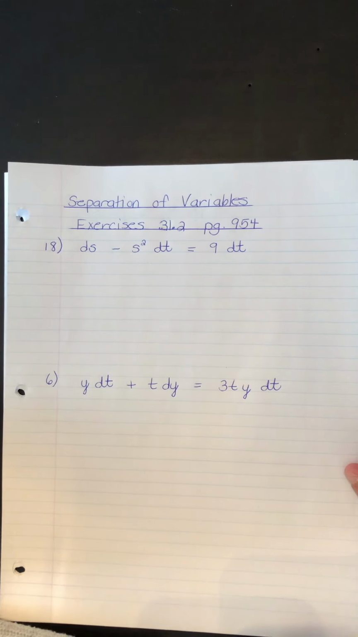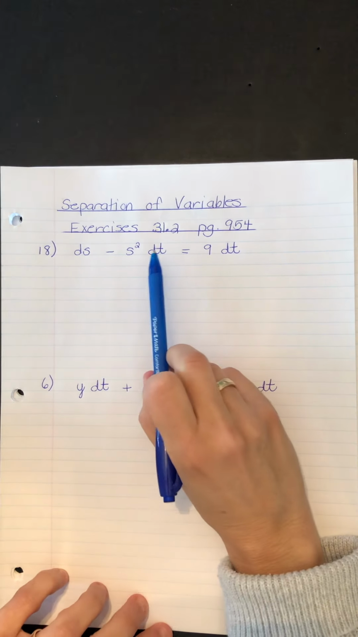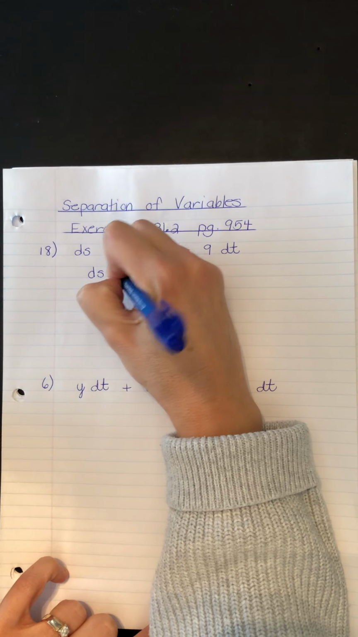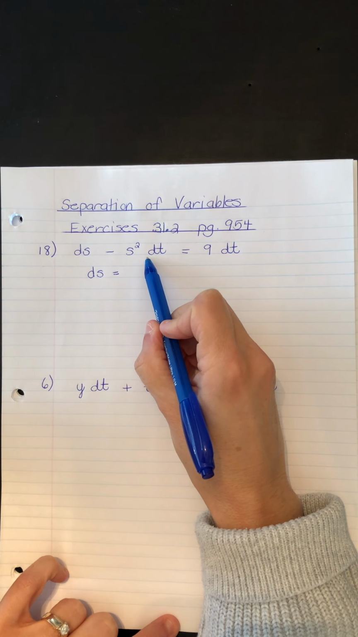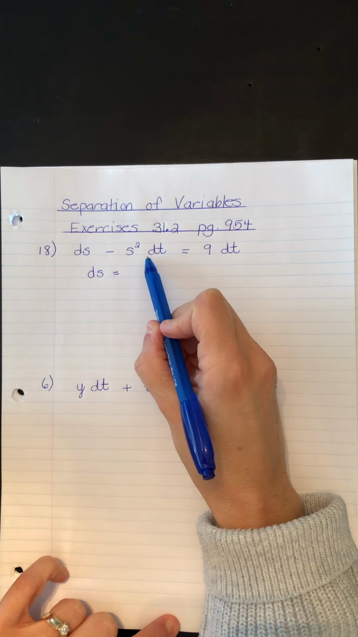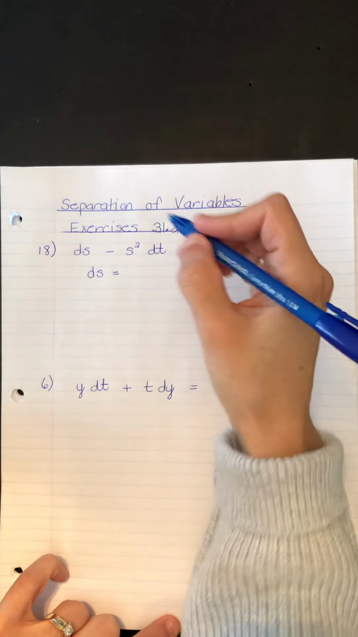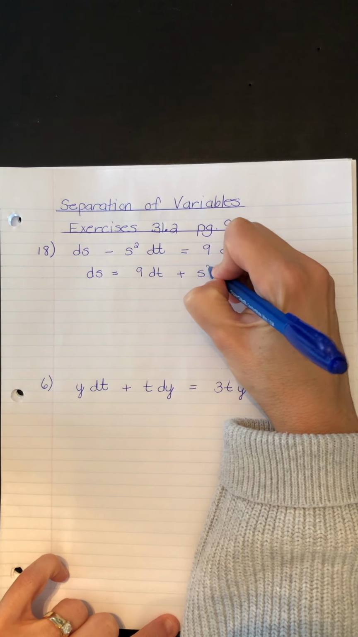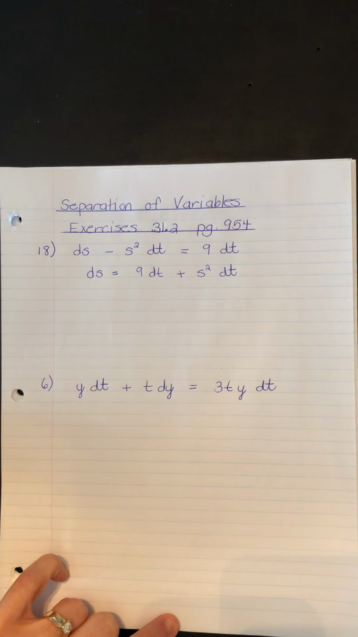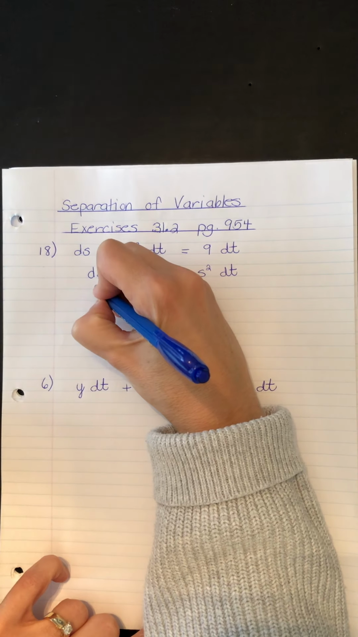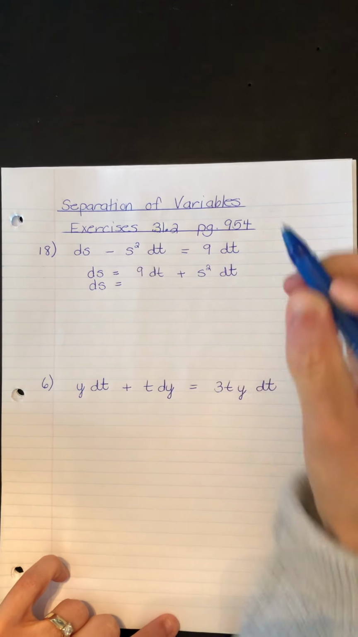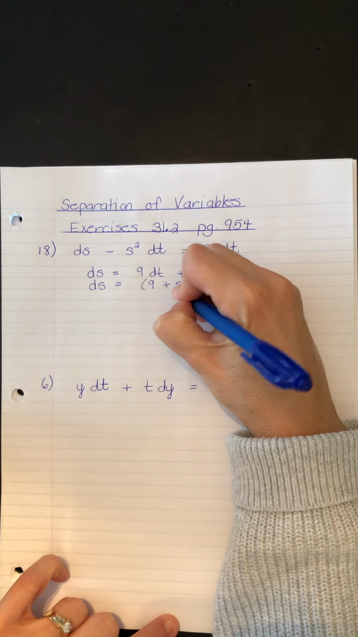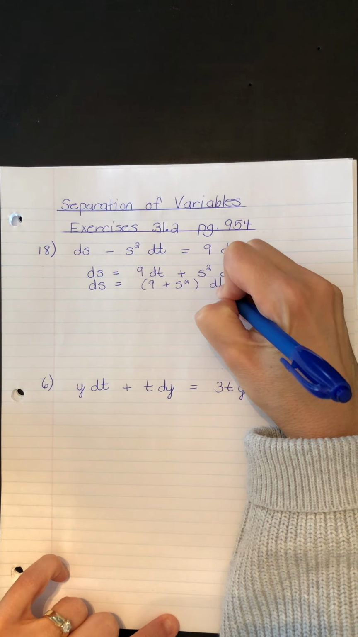So I'm going to try something different. I'm going to get the terms containing dt on the same side. So I'm going to leave ds here, and then I'm going to move this term to the right side. And of course, when I do that, it will be added. So we're going to have 9 dt here plus s squared dt, like this. And then I'm going to common factor dt from that right side.